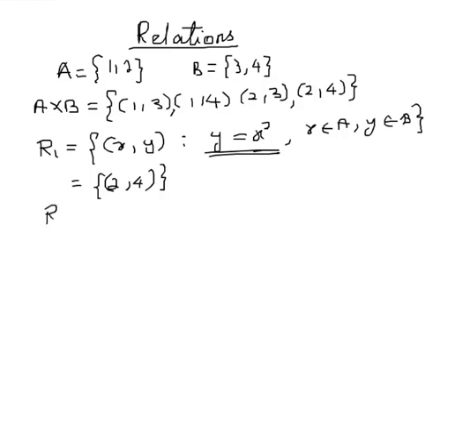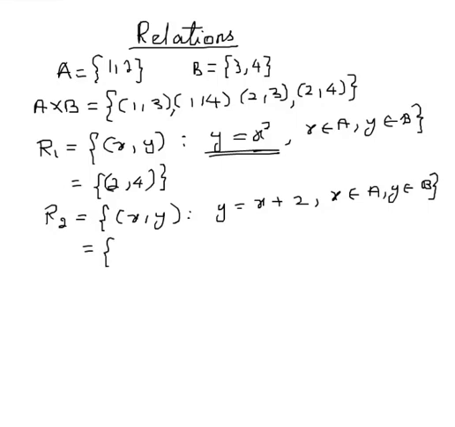Now let us define another set as set of all (x, y) such that y is equal to x plus 2, where x belongs to the first set A and y belongs to the second set B. This has been defined in set builder form. I am going to list out the elements in roster form. So y should be equal to x plus 2. 1 plus 2 is 3. 1 plus 2 cannot be 4. Then (2, 4) satisfies this condition because 2 plus 2 is 4. So this set has 2 elements.